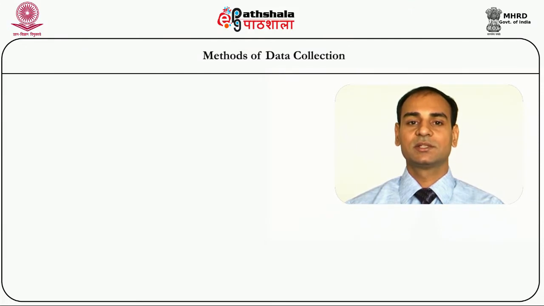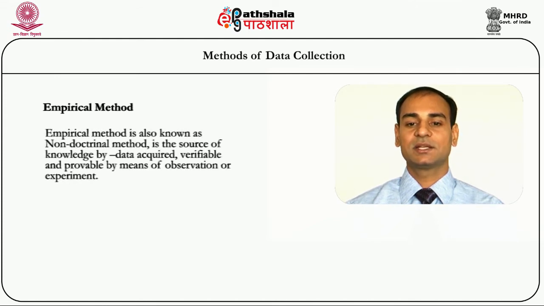Next to the doctrinal method, another is the empirical method, where the researcher has no option to proceed with his research through the doctrinal method, or where he is not willing to consider the data on the basis of an informative source. According to the objective and purpose of his research, he prefers to go with the empirical method. The empirical method is also known as the non-doctrinal method. It is the source of knowledge by data acquired, verifiable and provable by means of observation or experiment.